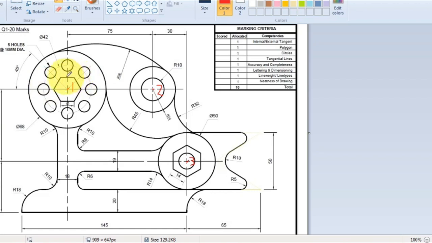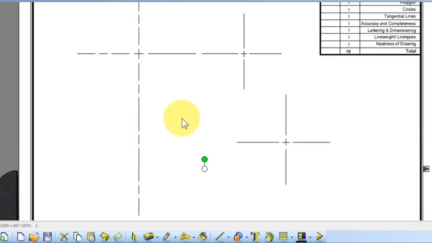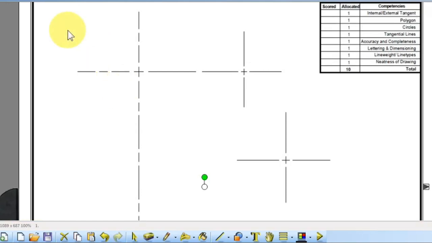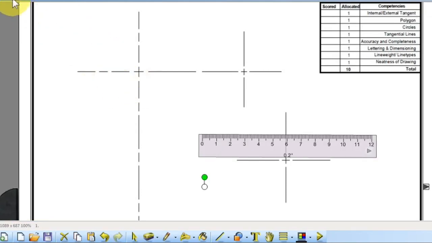Okay, so we have here a polygon. Yeah, this is a hexagon. 1, 2, 3, 4, 5, 6. So the measurement of our hexagon is 12. Yeah, its side is 12 mm. Okay, so we need to draw the circle that is radius 12. Okay, so let's draw the circle here with the radius 12.